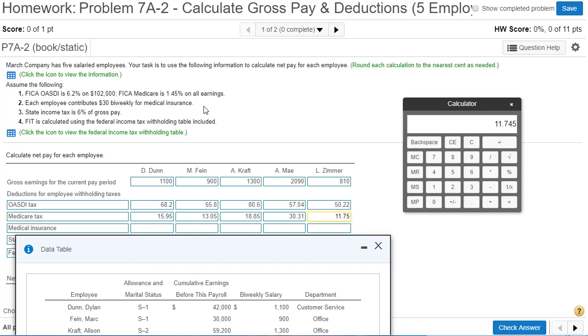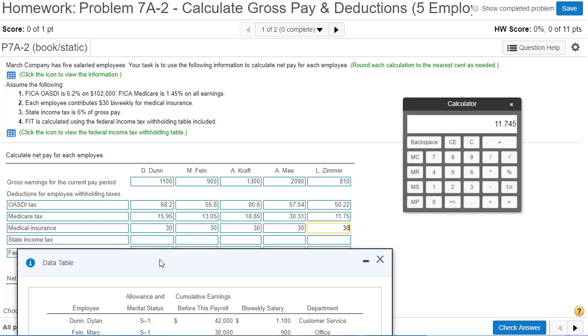Medical insurance. According to this up here, it's $30. So I'm going to enter 30, tab, 30, tab, 30, tab, 30, tab, 30. So use the tab key on your keyboard. It's much more efficient. State income tax is pretty straightforward in this problem.